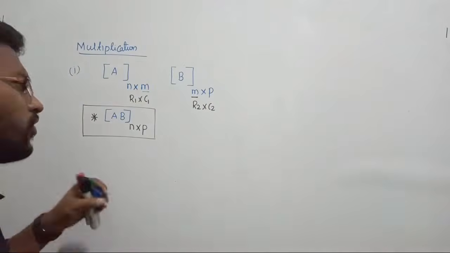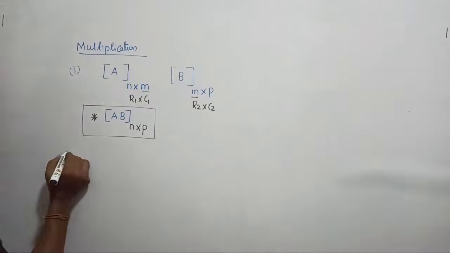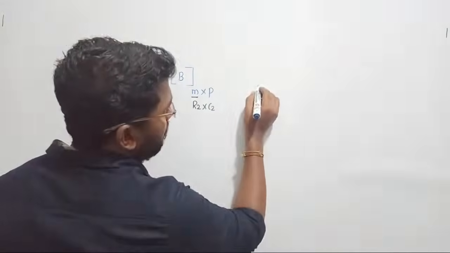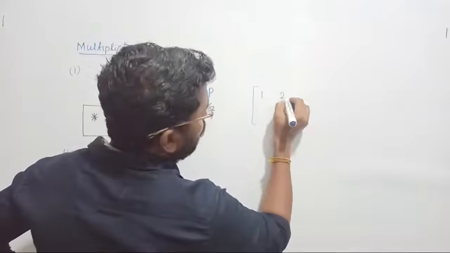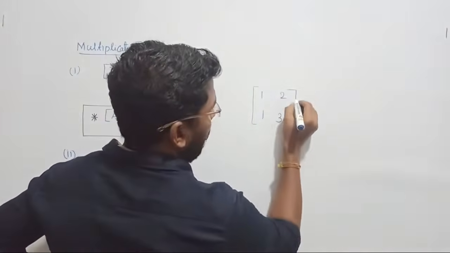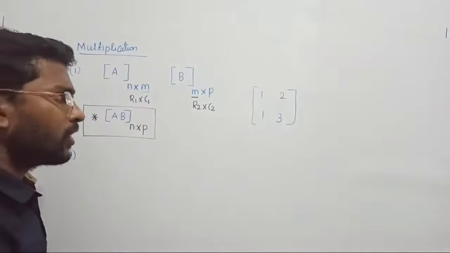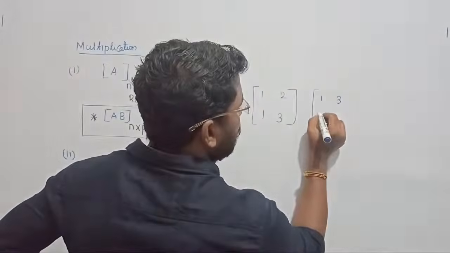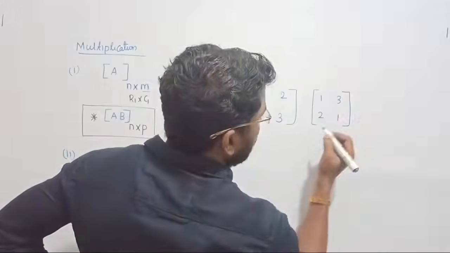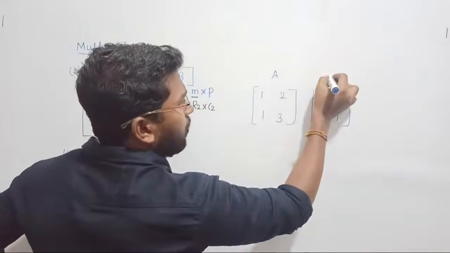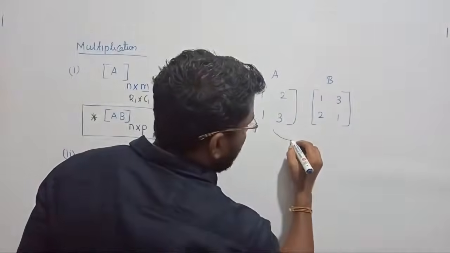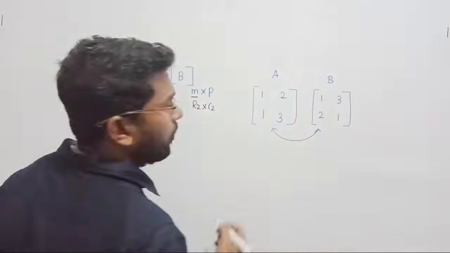அப்படினா meaning என்ன? For an example, let us talk about second person. I will have a matrix like this: 1, 2, 1, 3. This is matrix A. Similarly, let us consider one more matrix: 1, 3, 2, 1. Let us consider matrix A and matrix B. Now we are going to multiply these two matrices during this operation.